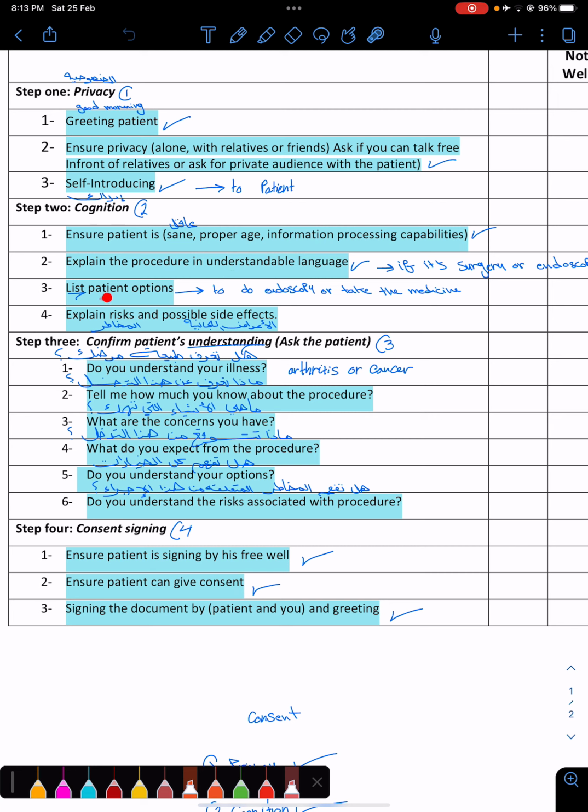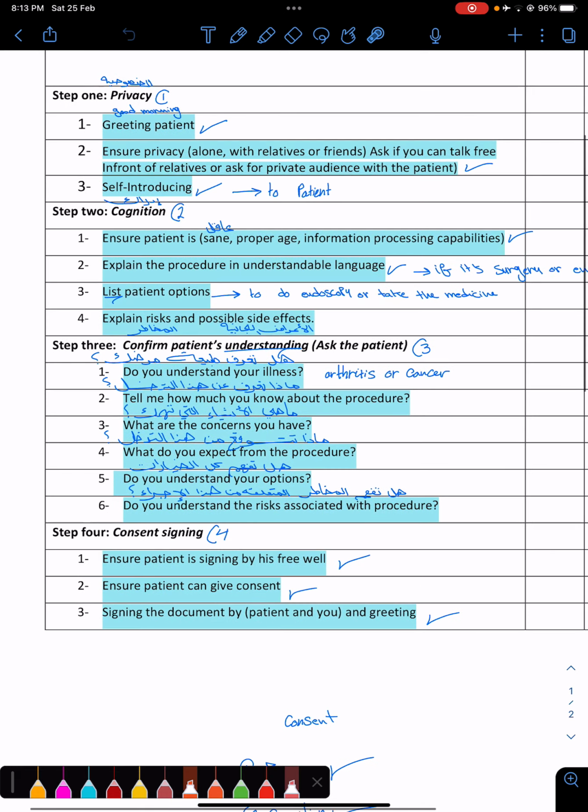Then list the patient's options, for example to do endoscopy or take the medicine. This is the cognition: share the status of the patient, explain the procedure, and then list the options available for the patient's condition. Explain the risks and possible side effects. This comes last. The risks and possible side effects of the procedure, whether it's an endoscopy, an operation, or even a specific or particular medicine.